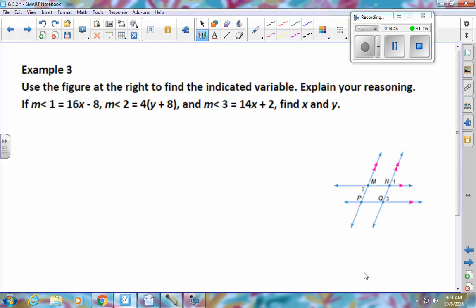Alright, this next one is a little bit different because now we're looking at variables. So what we always want to do when we're given these expressions here is we want to go over and plug them in. So angle 1 is 16x minus 8. Angle 2 is 4 times y plus 8.